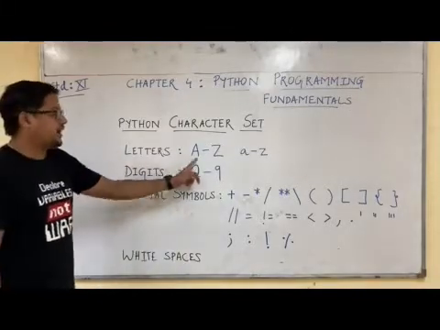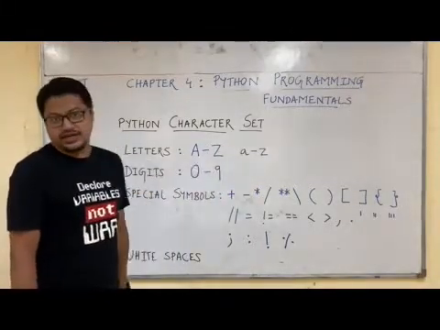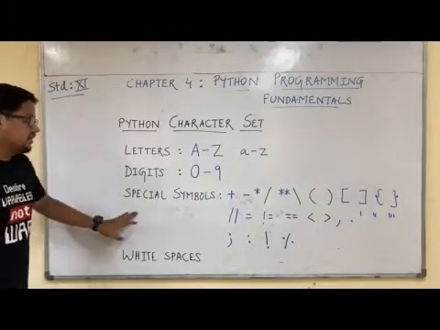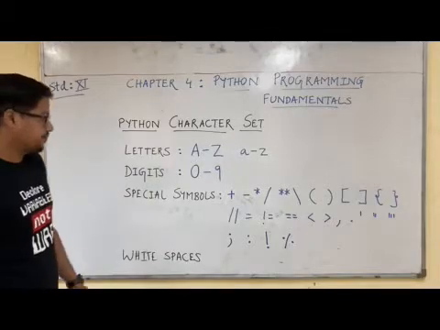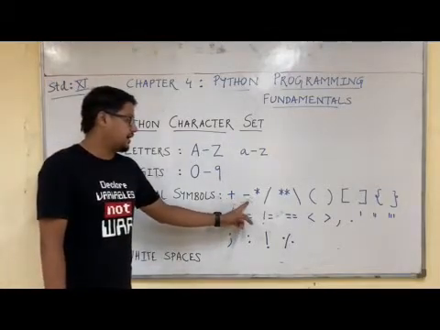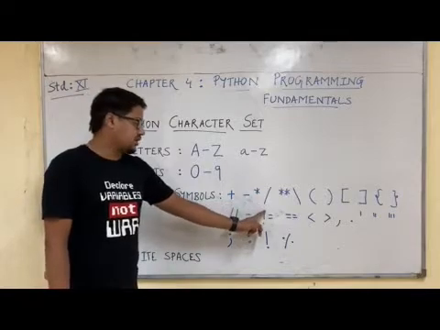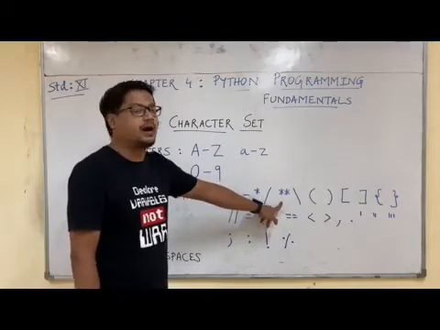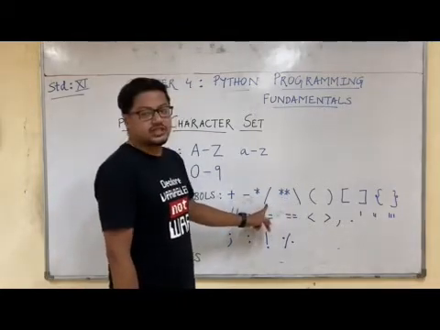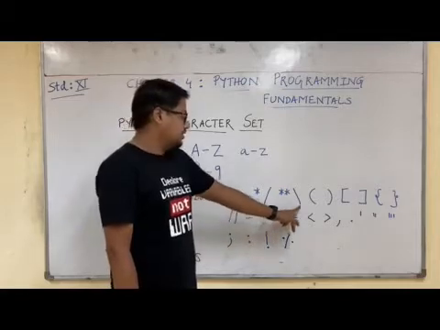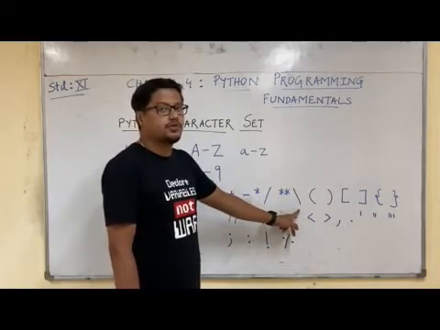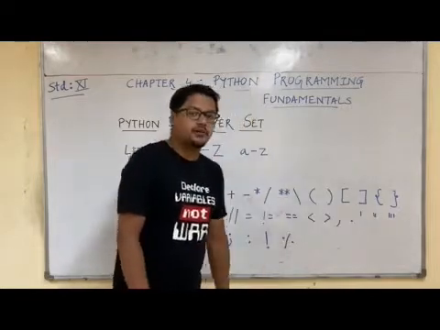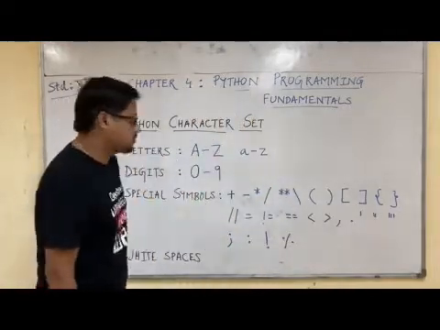Letters, capital A to Z, small a to z are allowed in Python. Numbers, all the numbers from 0 to 9 are allowed in Python. This is very important: special symbols. Plus, minus, product, that is multiplication, and this is divide. Star star, remember from 10th standard, star star will be called power. This forward slash is used for division. This backward slash can also be used for a new line. Set of round brackets, set of square brackets, set of curly brackets. You will know today what the uses of these brackets are.